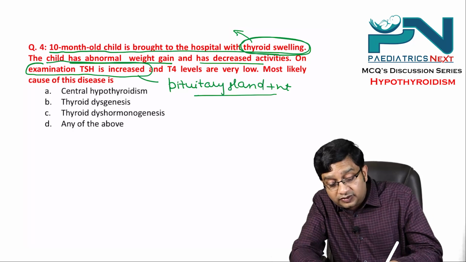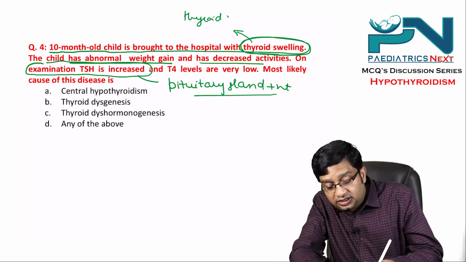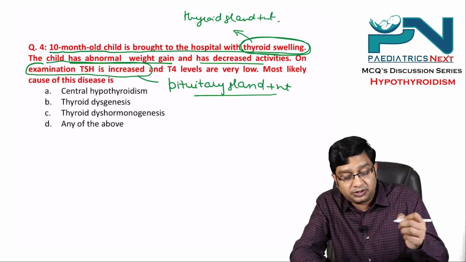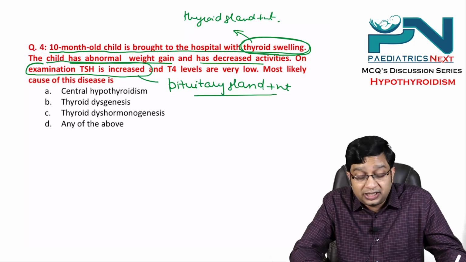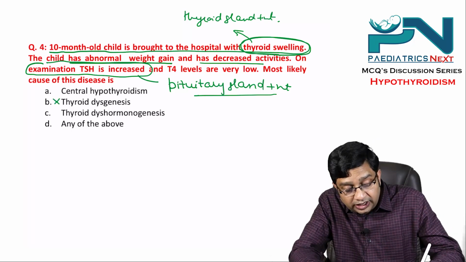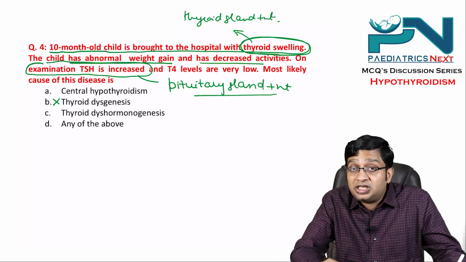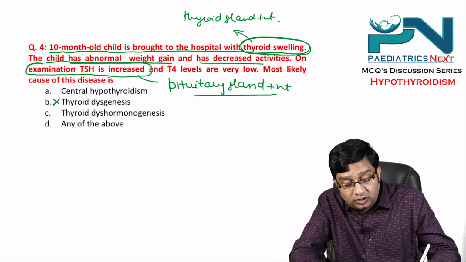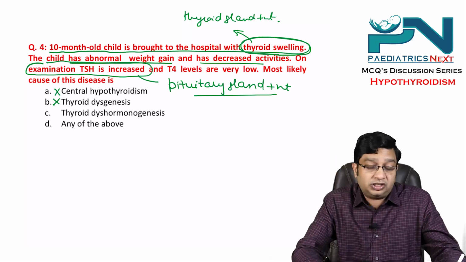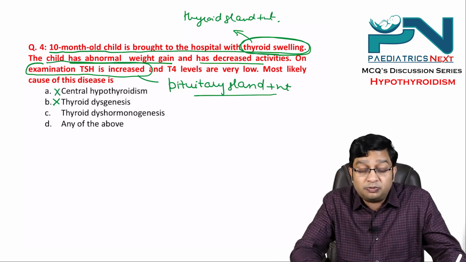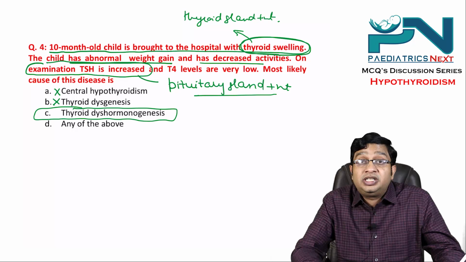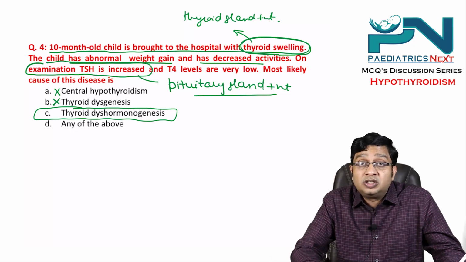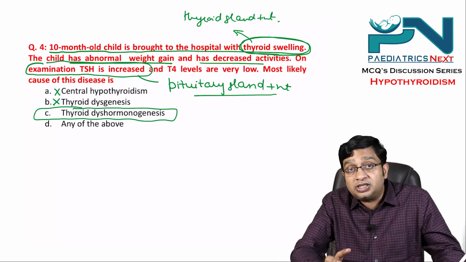You are seeing thyroid swelling, that means thyroid gland is present. Thyroid gland is present, right? Most likely the cause of this disease is, if you are seeing the thyroid gland is present, that rules out thyroid dysgenesis. If you say TSH is increased, that rules out central hypothyroidism. So what is the right answer left? That is the thyroid dyshormonogenesis.